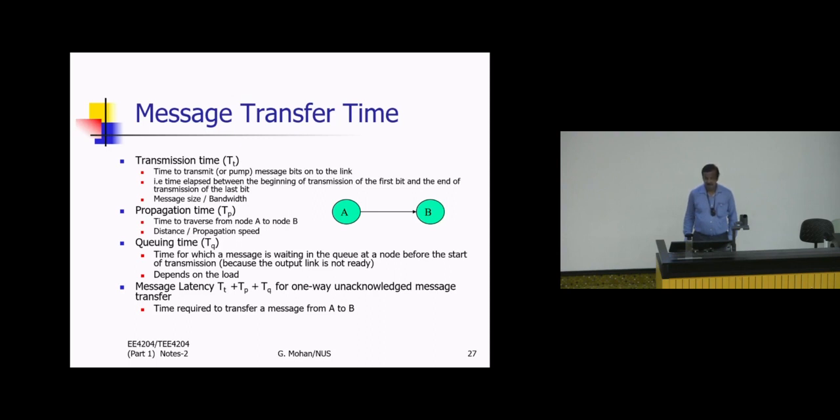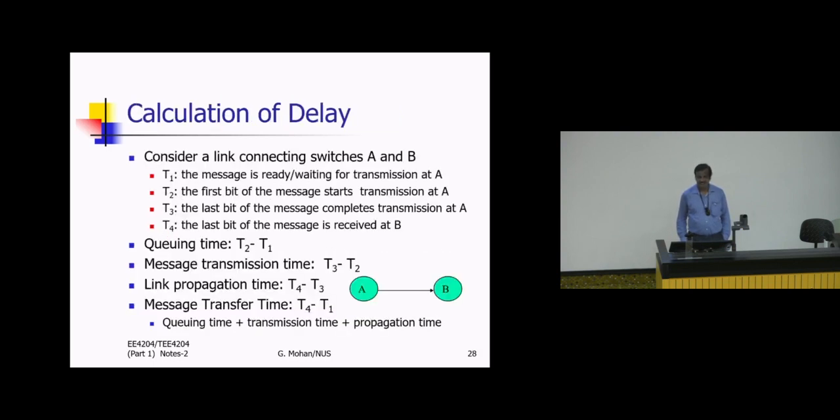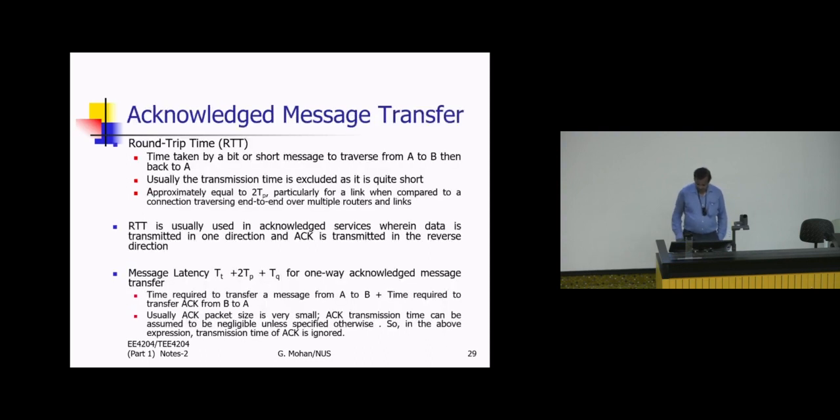Basically, we are interested in calculating the time needed to transfer a message of certain size from one node to another node, which are directly connected by a link. Of course, as I said before, this could be extended to a path which traverses one or more links or one or more switches or routers, which we will discuss in the tutorial next week. So what we have seen is unacknowledged transfer.